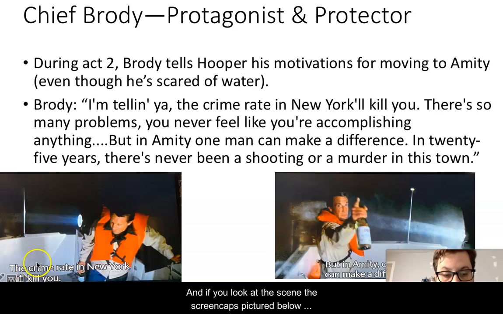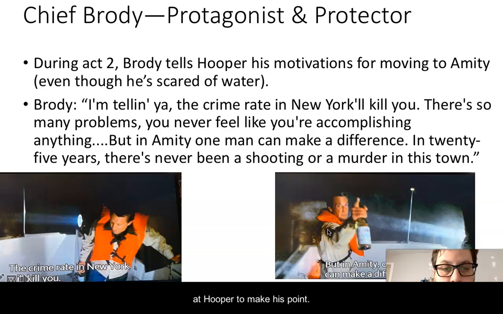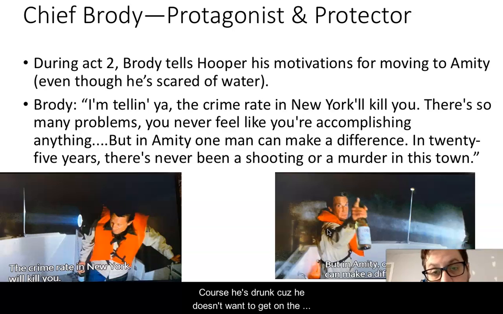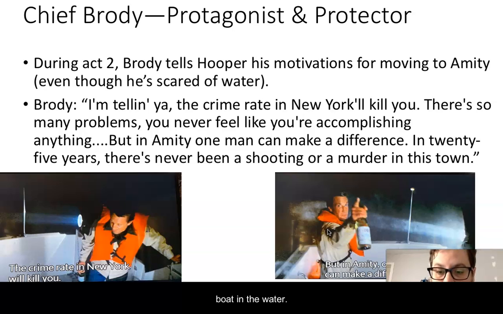Right? And if you look at the scene, the screen caps pictured below, especially the one on the right, you can see how he's pointing at Hooper to make his point. Of course, he's drunk because he doesn't want to get on the boat in the water. But this gives you a real glimpse into the intentions and motivations of Chief Brody.